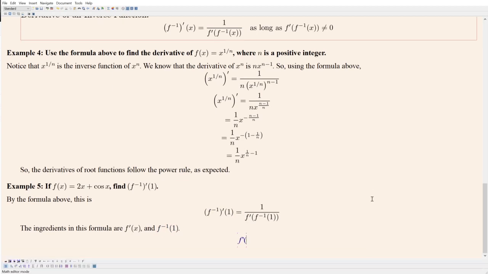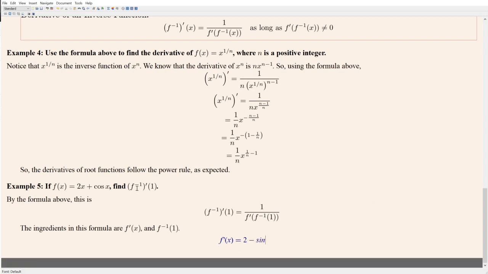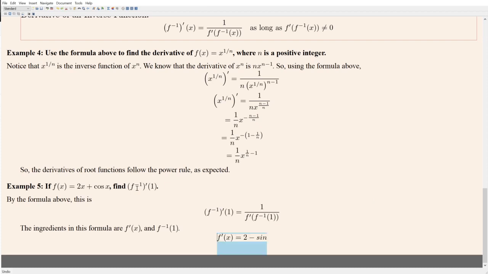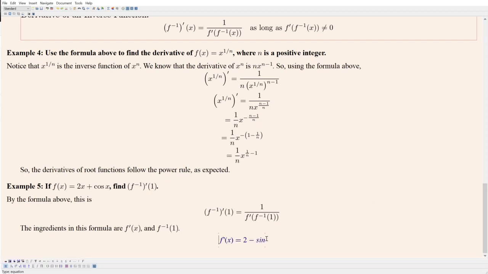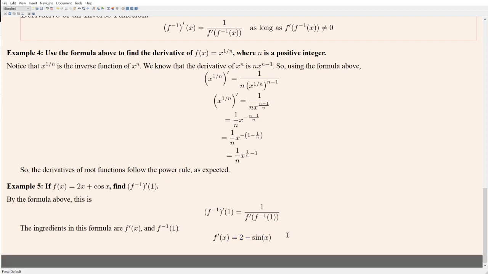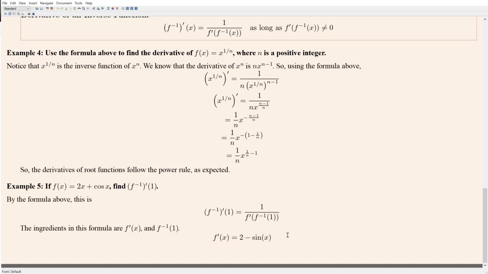So f prime is easy enough. The derivative of 2x is 2. The derivative of cosine is minus sine. So there's that taken care of. Now, what about f inverse of 1?